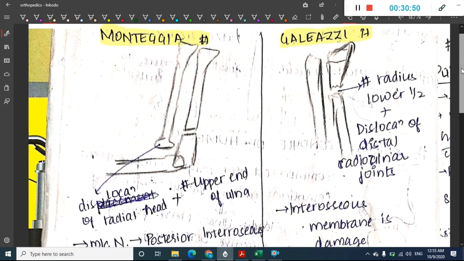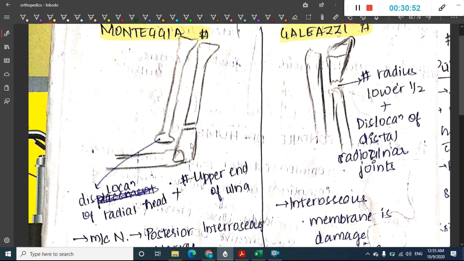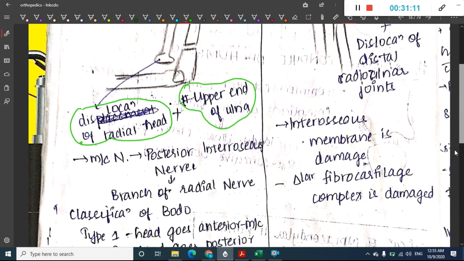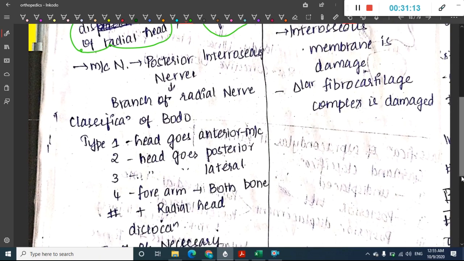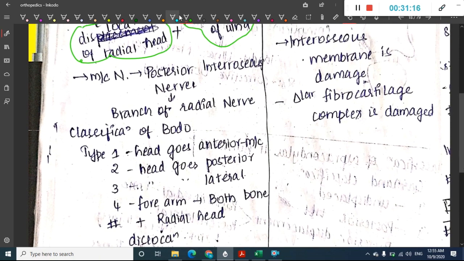When do you call it Monteggia fracture? This is seen in the elbow joint. There is dislocation of the radial head with fracture of the upper end of the ulna, which is Monteggia fracture. This Monteggia fracture is a fracture of necessity. What is the most common nerve involved? The most common nerve involved is the posterior interosseous nerve, which is a branch of the radial nerve.